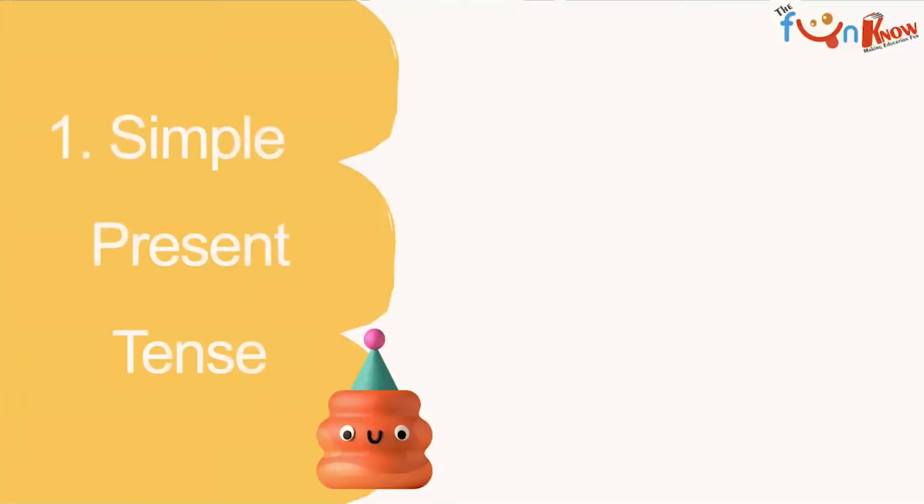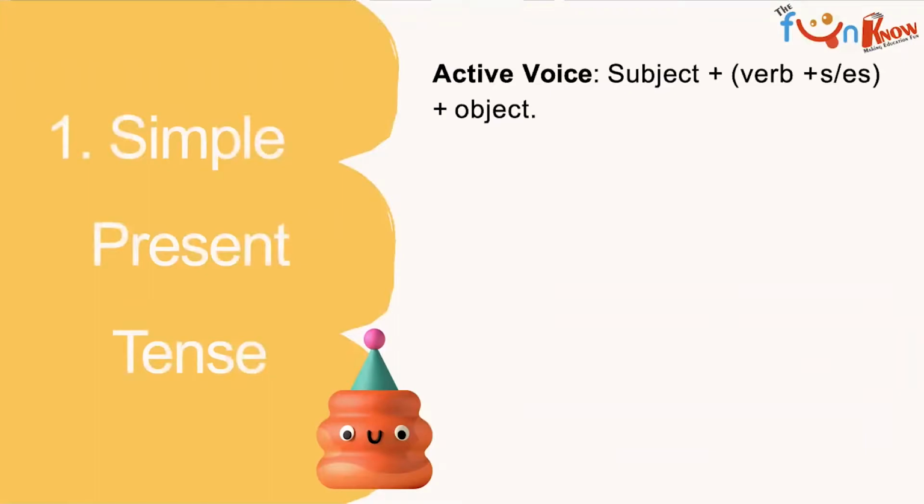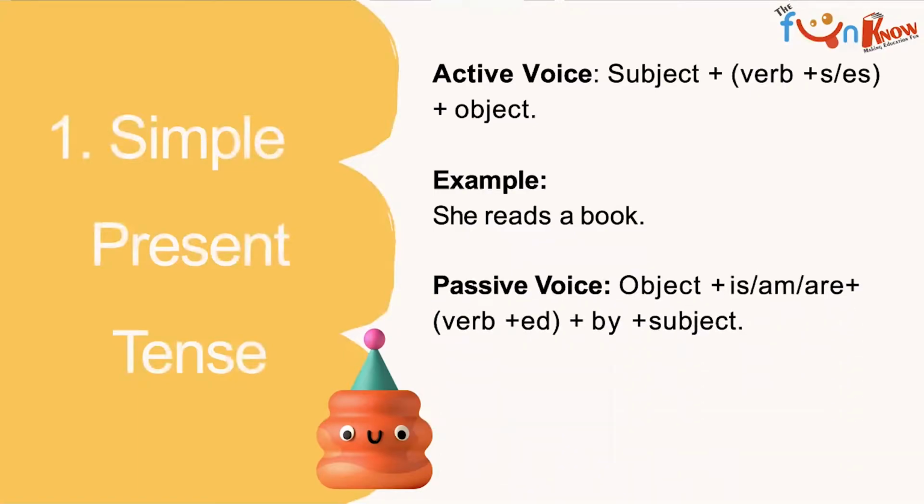The first one is simple present tense. In active voice, the rule is you have subject plus the verb with s or es plus object. Example, she reads a book. Passive voice, the sentence you construct using object plus is, am, or are, plus the verb with ed, plus by, plus subject. Let's see how she reads a book becomes a passive voice. A book is read by her.